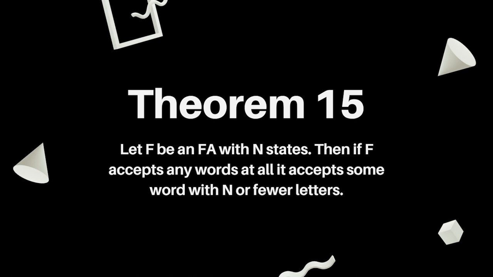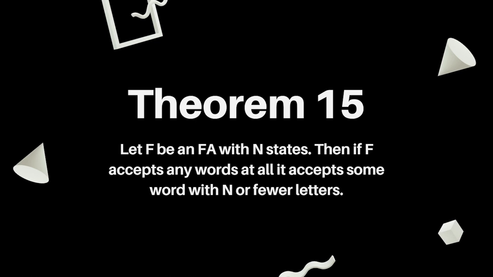Let F be an FA with n states. Then, if F accepts any words at all, it accepts some word with n or fewer letters. This theorem provides a clear and concise summary of the behavior of Method 2 and its relationship to the number of states in the machine.